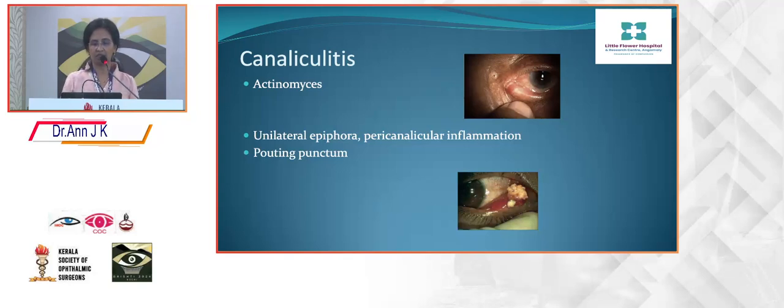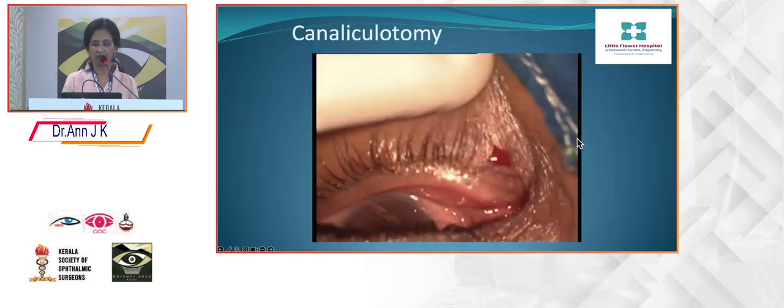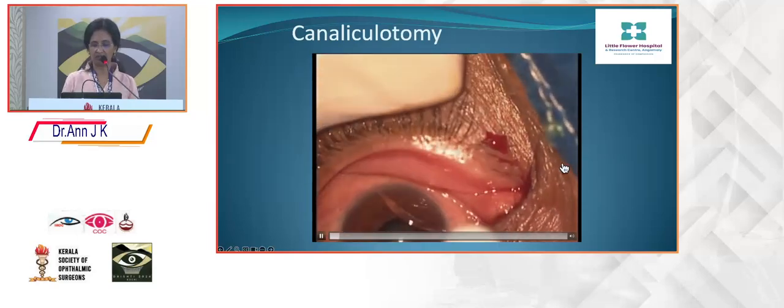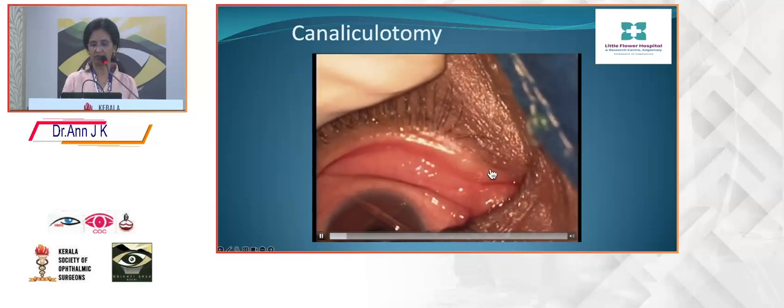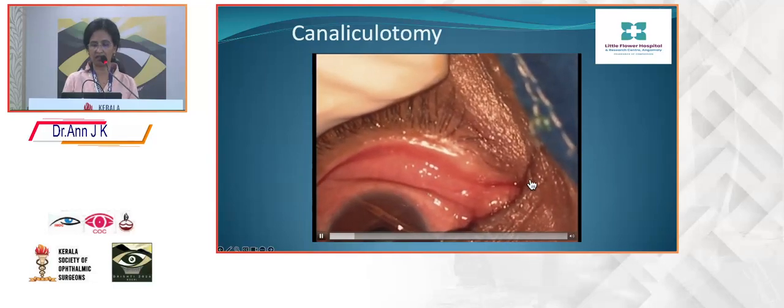Canaliculitis is a cause of chronic discharge from the eye. It presents as unilateral epiphora, pericanalicular inflammation and pouting punctum. So this is the pouting punctum. When you press it, you can see the concretions coming. Canaliculotomy is the definitive treatment. You can see the inflamed canaliculus here.